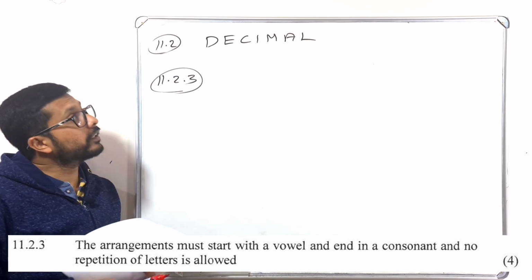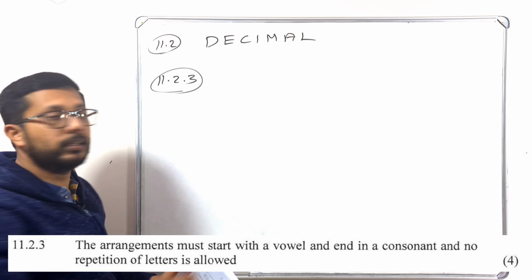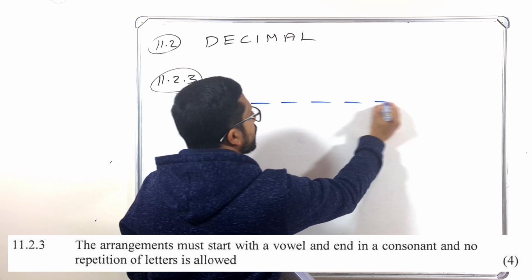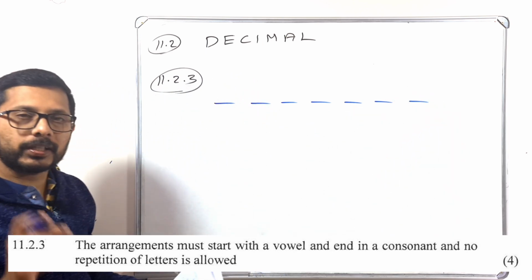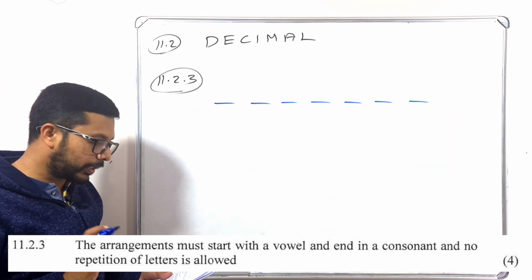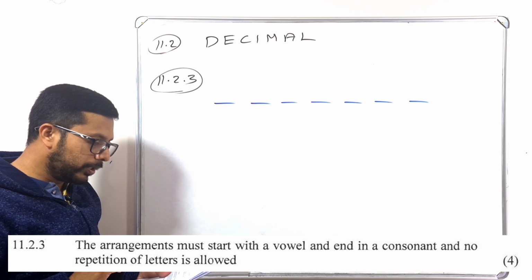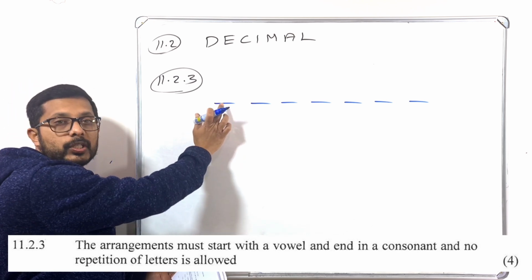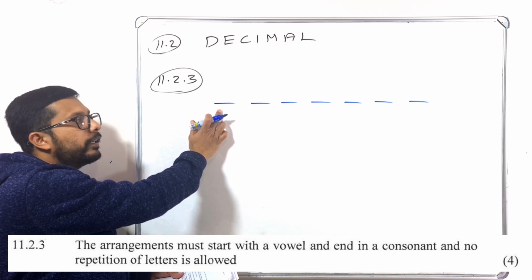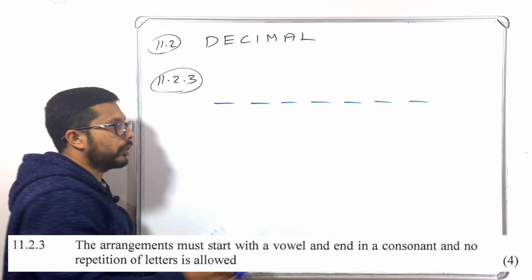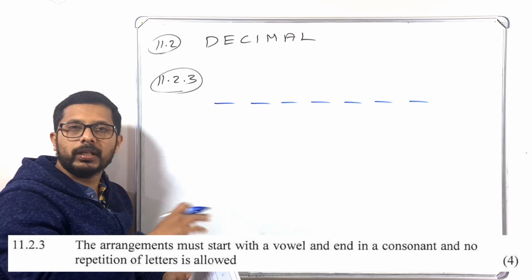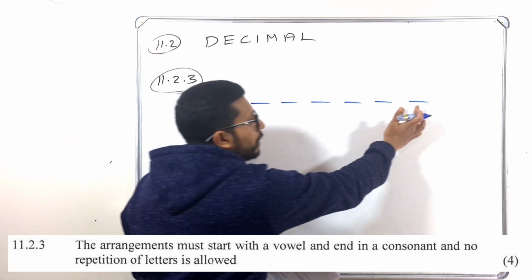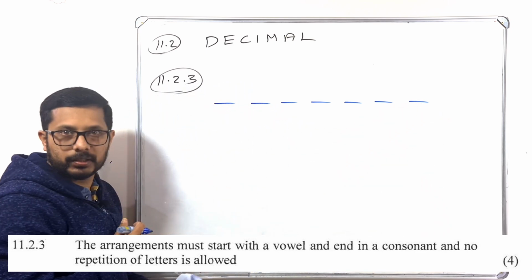How many letters are here, guys? Total how many letters? 7 letters. Let's say 1, 2, 3, 4, 5, 6, 7 letters. But here there are some restrictions. What are the restrictions? The arrangements must start with a vowel, so here this one must be a vowel, and end in a consonant. Consonant means all the letters other than vowels. So here this one must be a consonant.